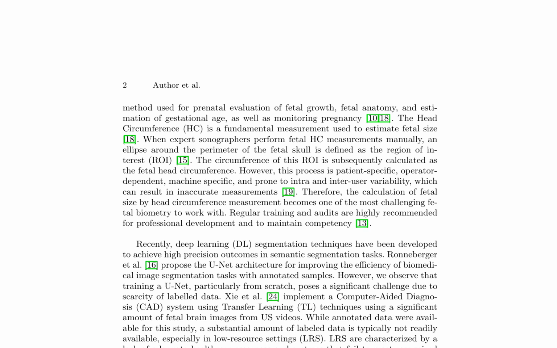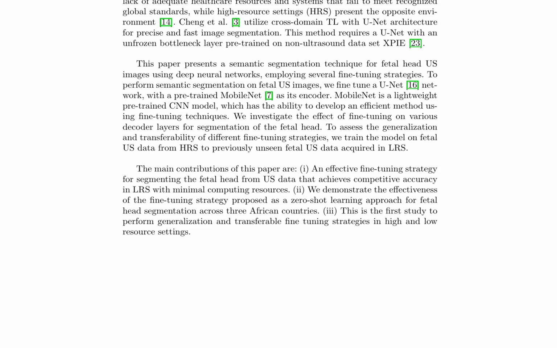This research paper explores the application of deep learning techniques for segmenting fetal head ultrasound images, aiming to enhance prenatal evaluation accuracy. The authors highlight the challenges associated with manual fetal head circumference measurement, which can be variable and inaccurate. They propose a semantic segmentation technique utilizing a UNET network with a pre-trained MobileNet encoder, fine-tuned on fetal ultrasound data from high-resource settings, HRS, and tested on data from low-resource settings, LRS.